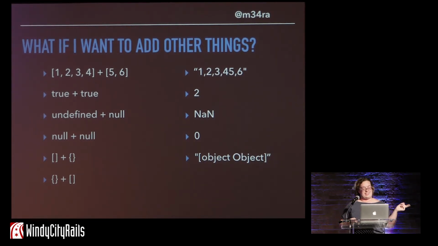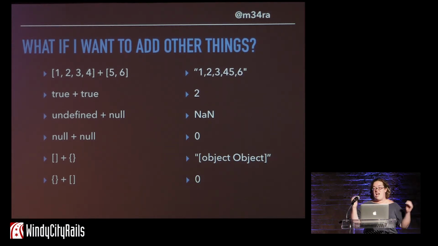How about the opposite way? What if we do empty object plus empty array? What do we think we're going to get? Okay, sounds like we're kind of thinking string object. Maybe we're not sure. 0. What?